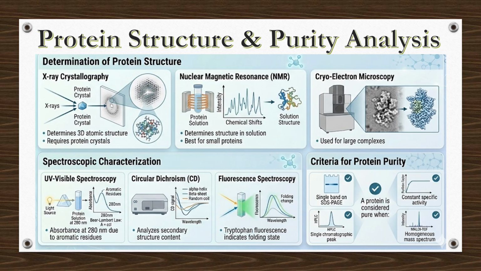In the final stage, protein characterization, we will now move our attention to determining the three-dimensional structure of protein at atomic resolution and establishing whether a purified preparation is truly homogeneous and suitable for study. While knowing the amino acid sequence is essential, it does not reveal the actual spatial arrangement of atoms. For this, structural biology relies on three principal techniques: X-ray crystallography, nuclear magnetic resonance spectroscopy, and cryo-electron microscopy.